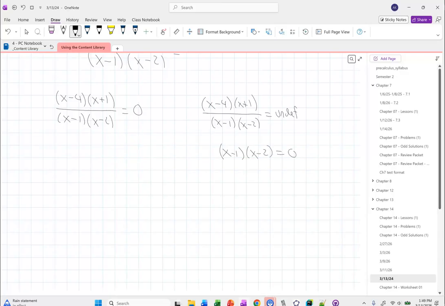So what are the answers I get when I do that? 1 and 2. Great. Can a rational function equal 0? Yes. When is a fraction equal to 0? When the numerator is 0.